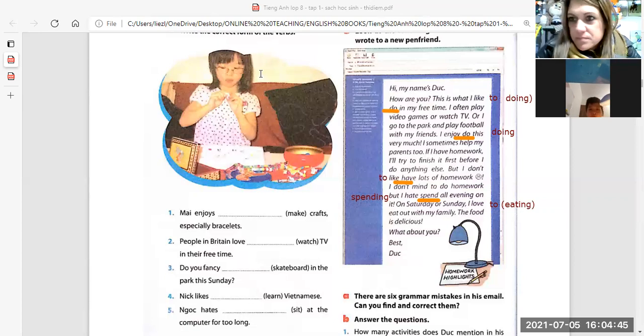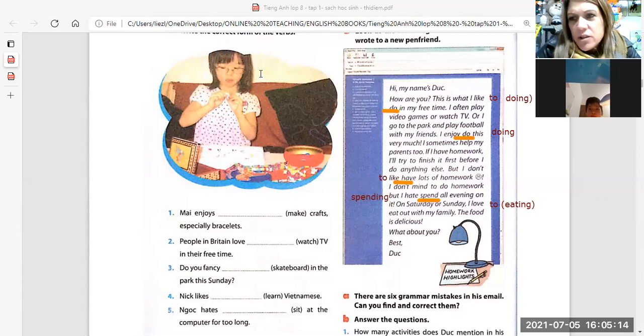If I have homework, I will try to finish it first before I do anything else, but I don't like to have lots of homework. I don't mind to do homework, but I hate spending all evening. It's on Saturday or Sunday. I love to eating out with my family.